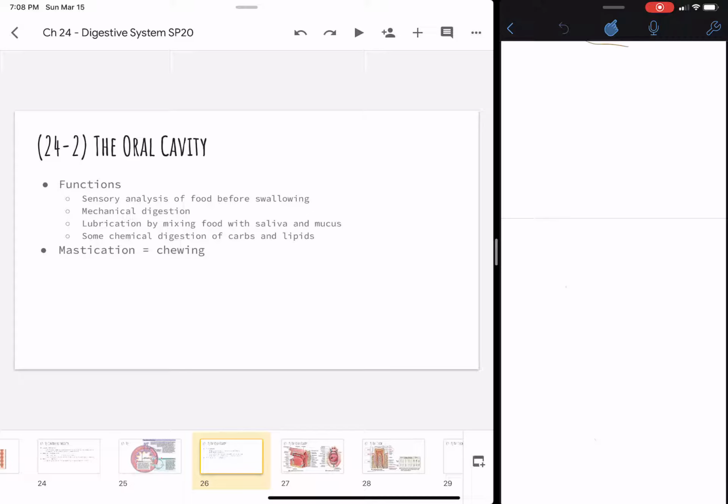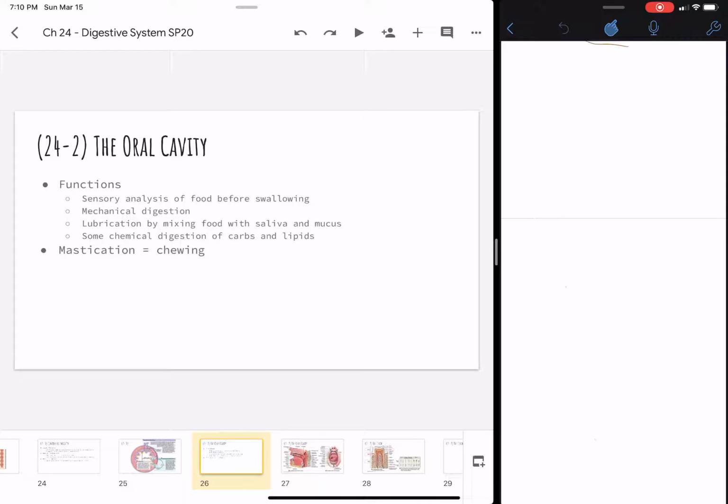As far as the oral cavity goes, functions include sensory analysis of food before swallowing, so not only with taste receptors in the taste buds, but also just mechanically sensing the amount and the texture of the food before it reaches the back of the oropharynx. Mechanical digestion, so breaking down the actual foodstuffs into tinier parts with the help of the teeth. Lubrication by mixing food with saliva and mucus, so the more lubrication you can get, the more chances you have each of those lubricated parts actually brushing up against a taste bud and being able to actually feel it.